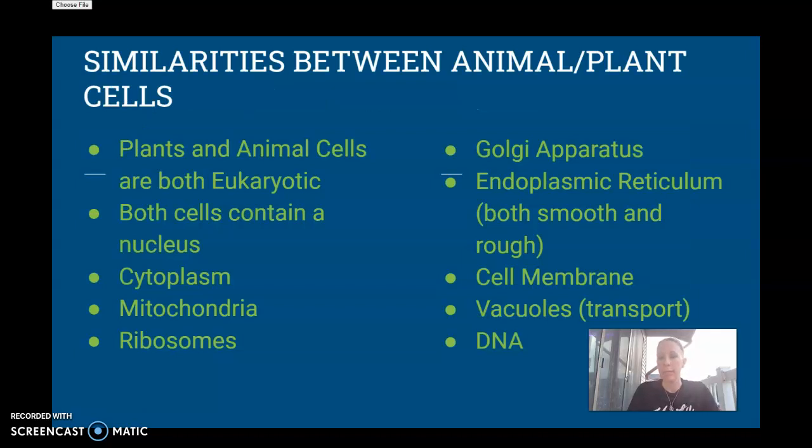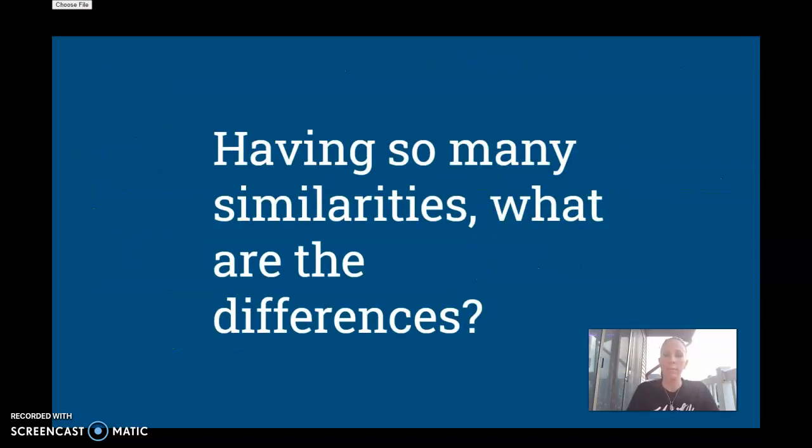Now, the similarities, there's actually quite a bit, being that they're both eukaryotic cells. They both have a nucleus, they both have DNA, they both have everything that I mentioned before on the previous screens, the cell membrane, the Golgi apparatus, and so on. So, if there's so many similarities, what are the differences? You would think that with that much similarity, these cells would be almost identical, but they're actually not.